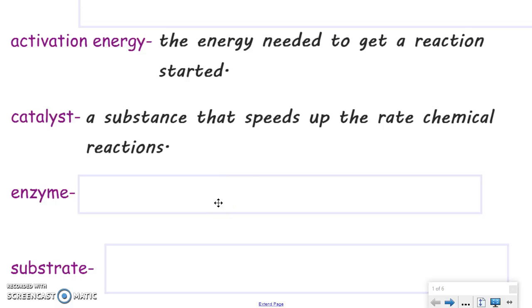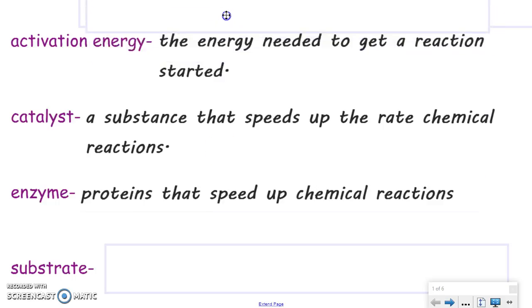I always think of someone who's a social catalyst. A social catalyst is someone who gets the conversation going, who goes around the room and talks to everybody and gets things going. We're going to be talking about a chemical catalyst, and that chemical catalyst is an enzyme. So an enzyme is a protein that acts as a catalyst. It speeds up chemical reactions.